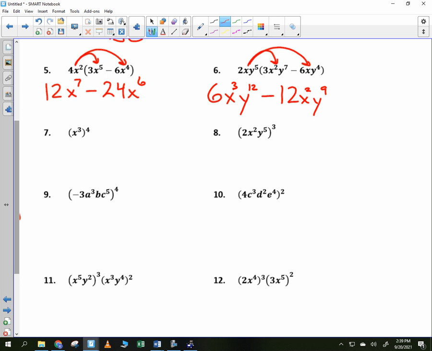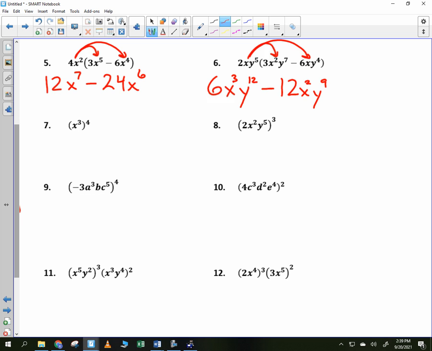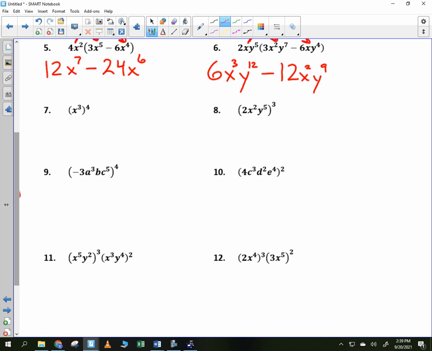Okay. How's about number 7? x to the 3rd, to the 4th. That means x to the 3rd times x to the 3rd times x to the 3rd times x to the 3rd. Now, you don't have to write it out like that every time. But if you get confused about what you do, you could. You can see in this situation, as you add the exponents, you get x to the 12th, which would be the same as multiplying and getting x to the 12th. So those being the same things.